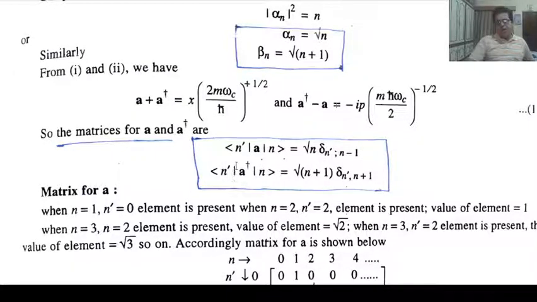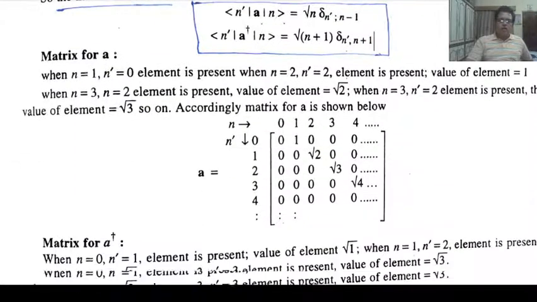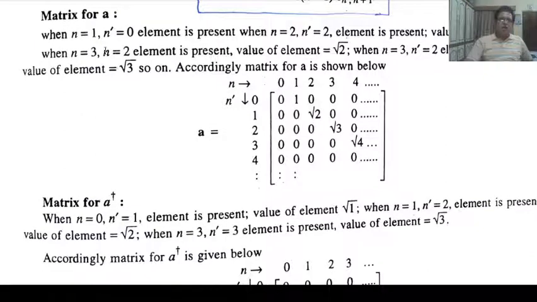Similarly, bra n dash a dagger ket n equal to under root n plus 1 delta n dash, n plus 1, because here we have under root n for the lowering operator and under root n plus 1 for the raising operator. This is minus 1 due to the lowering operator, plus 1 due to the raising operator. Now in the next article, the matrix for a.